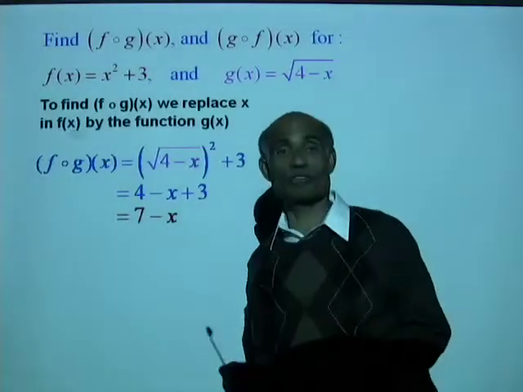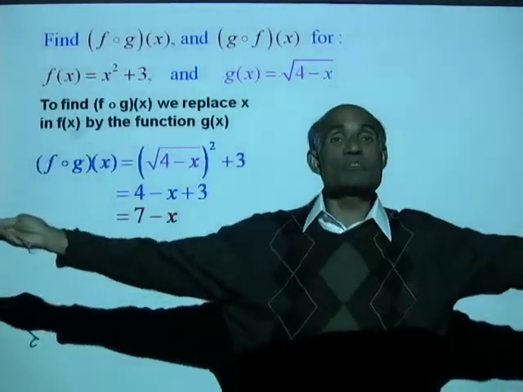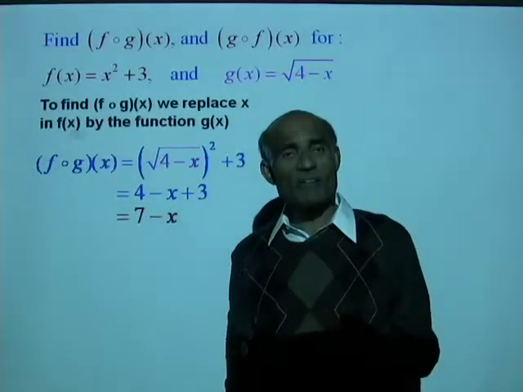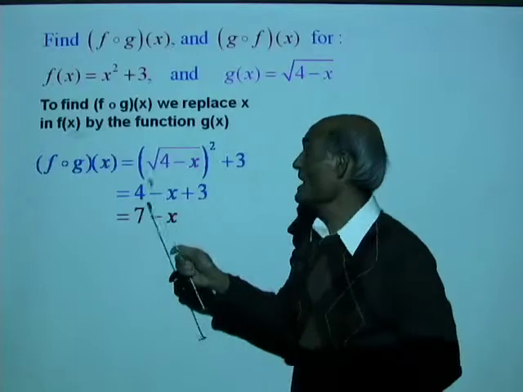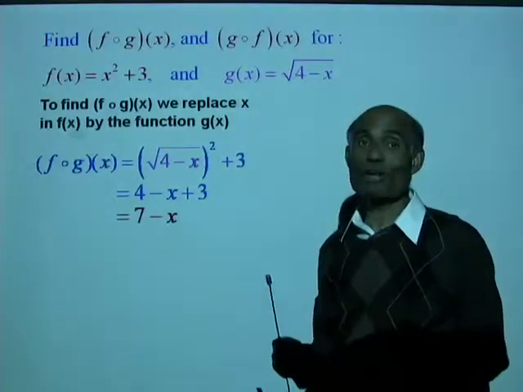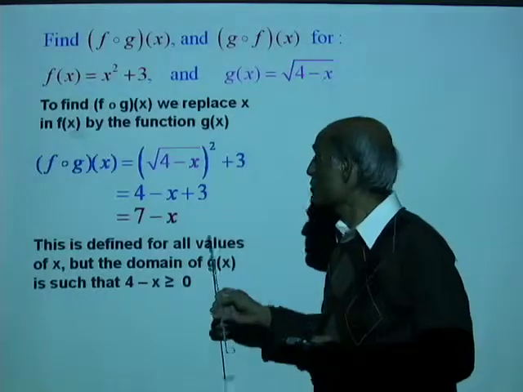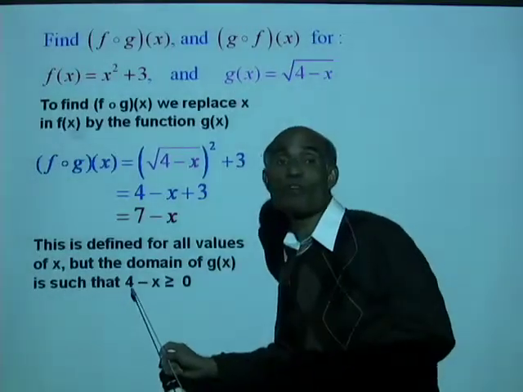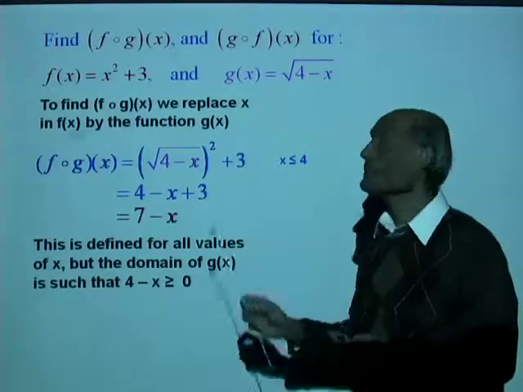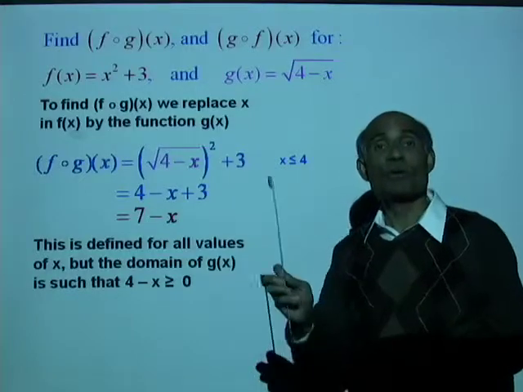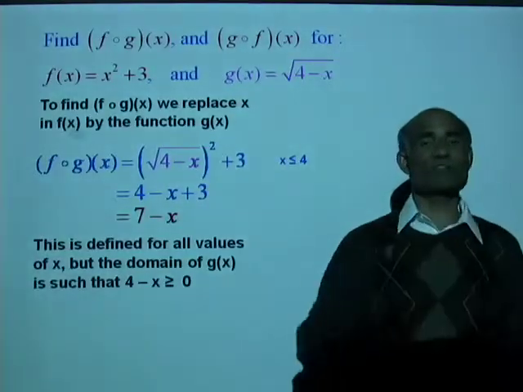Well, what is the domain of this? Well, if you look here, 7 minus x, it looks like the domain is negative infinity to positive infinity, because there isn't a number that is not allowed here. But you must say, since this is a composite function, now the domain is not all reals, is it? Well, this is defined for all values of x, but you can see g of x is defined only for x values such that 4 minus x is greater than or equal to 0. Is that right? That means x is less than or equal to 4, or the domain of g of x contains only numbers 4 and less than 4.